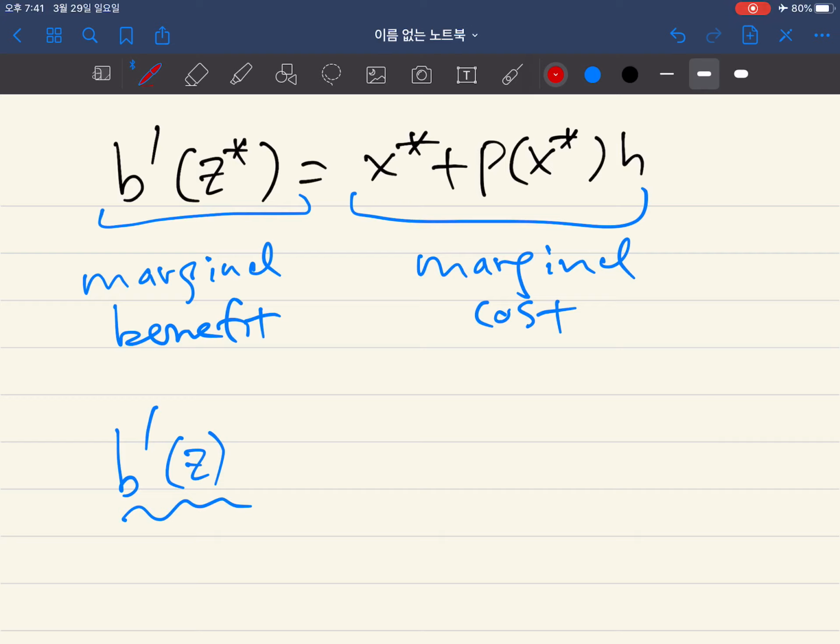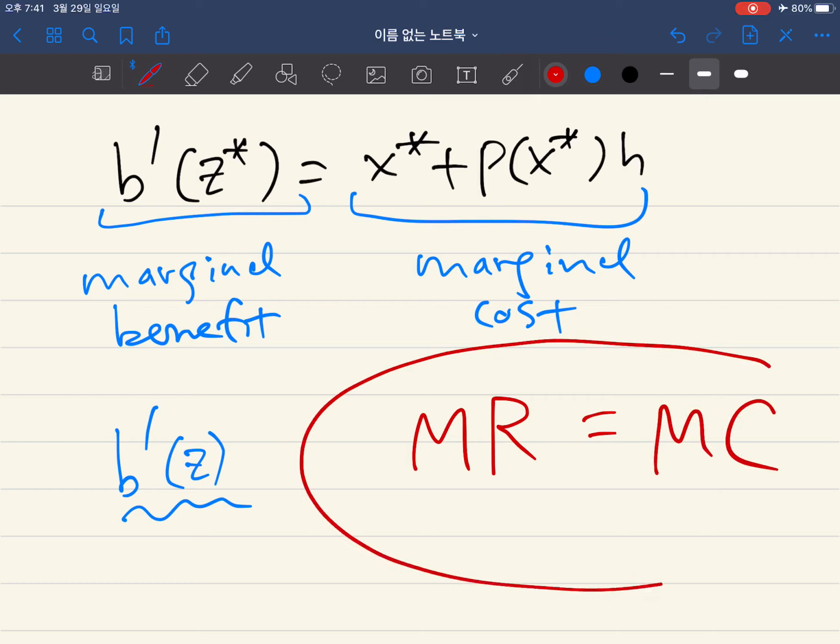And this equation says at social optimum, marginal benefit from additional activity must be equal to marginal cost from additional activity. The intuition behind this equation is the same as MR equals MC. From microeconomics, we know that if you want to maximize a firm's profit, the rule is MR must be equal to MC. Marginal revenue must be equal to marginal cost.